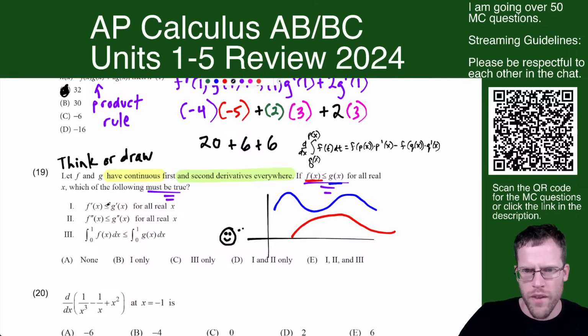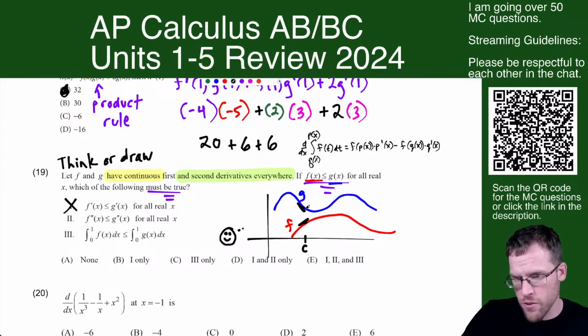So now let's see here. Is f prime always less than or equal to g prime? Notice here at this value c, see how the slope here is positive? The slope here is negative. So if this is g and this is f, Roman numeral 1 we can chop. This is not always true, because at the same value c, g prime is negative and f prime is positive. So if g prime is negative, it's going to be less than a positive f prime. So that's out.